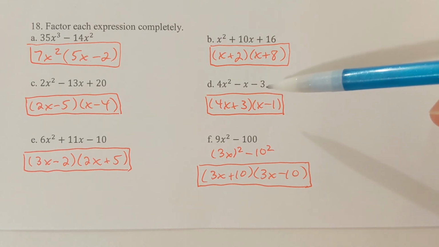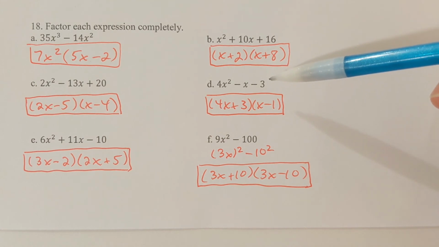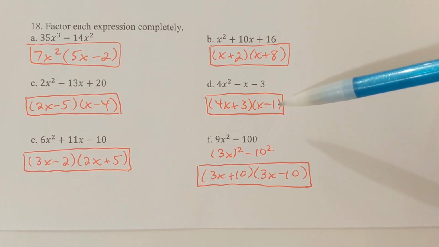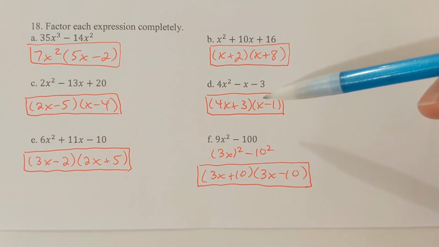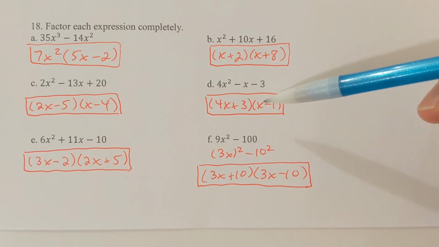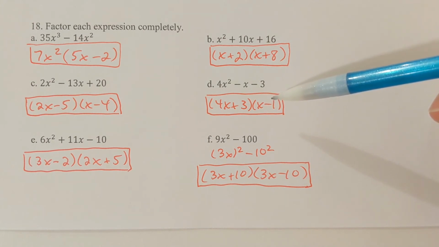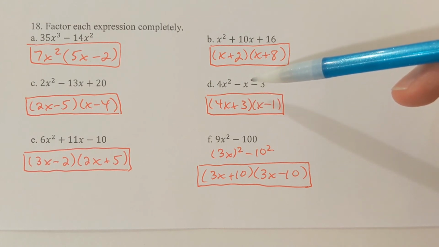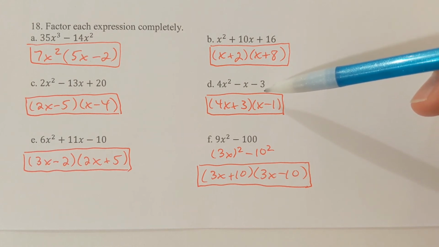Part D, 4x squared minus x minus 3. Well, I'd try 2x and 2x, 3 and 1. That's not going to do it, though. If I try 4x and x, 3 and 1, negative 4x plus 3x is negative x in the middle. 3 times negative 1 is negative 3 at the end.